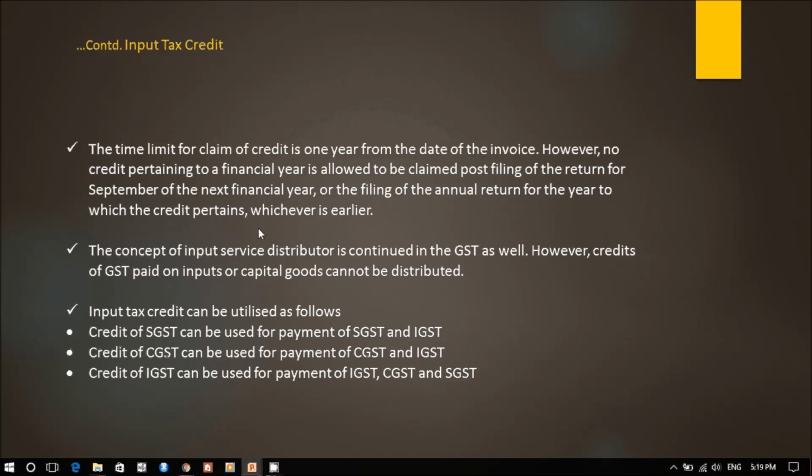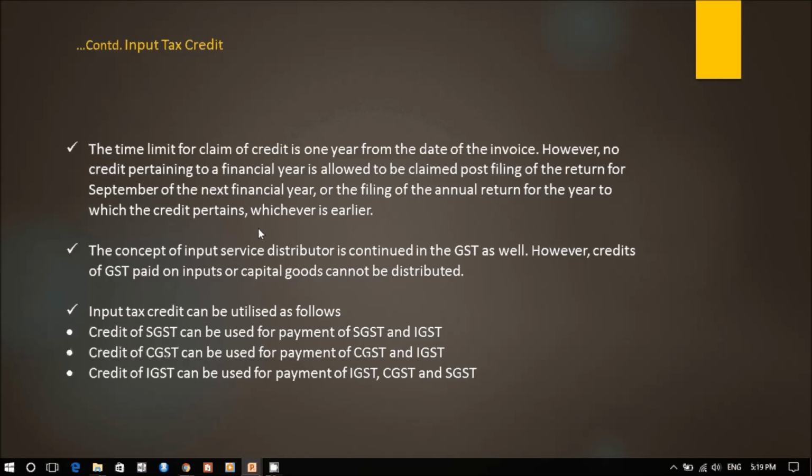So there are basically three conditions. First condition is 1 year from the date of the invoice. Second condition, filing of the return of the month of September next following the financial year the invoice pertains to. And the third condition is filing of the annual return for the year to which the credit pertains. So these are the three conditions and the date which comes earlier would be the last date of claiming the credit.